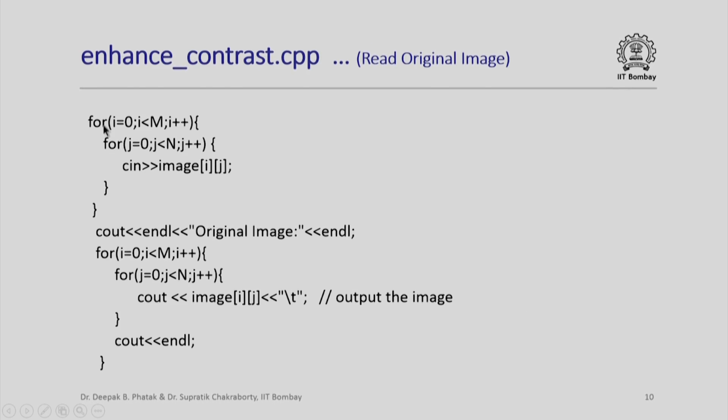I now read the entire image. I just need a nested iteration, i equal to 0 to m, and j equal to 0 to n minus 1. The original image is also produced as an output just for you to verify that your data is correct.